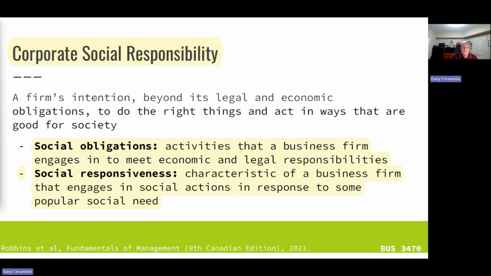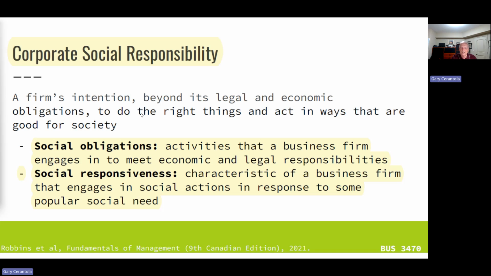So a firm's intention beyond its legal and economic obligations, do the right things and act in the right ways. So the thing is that organizations can still be doing things that are legal, but morally they're bankrupt, right? So you've got to understand that piece, and that's understood through social obligations, activities that a business firm engages in to meet economic and legal responsibilities, coupled with social responsiveness, where the business firm engages in social actions in response to some popular and social need.